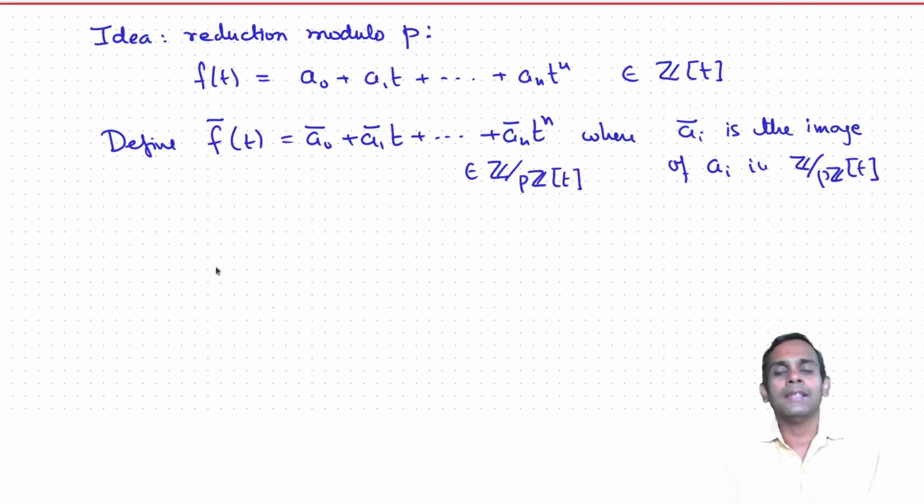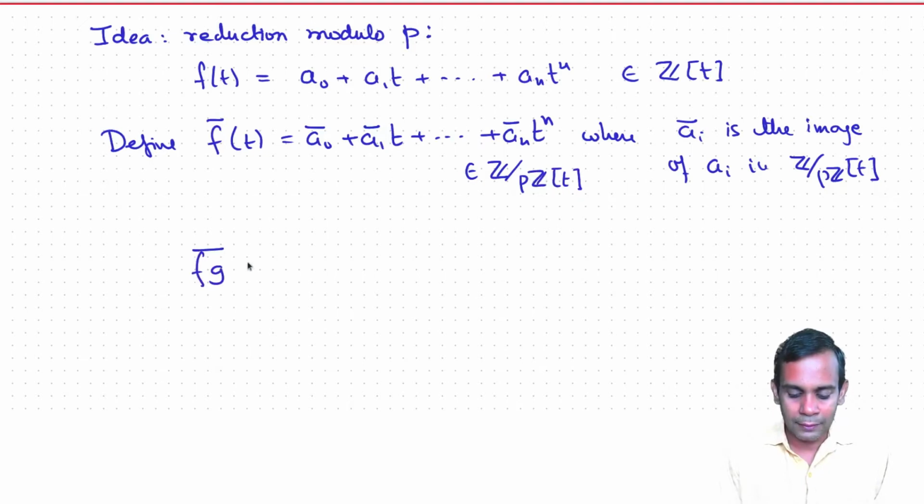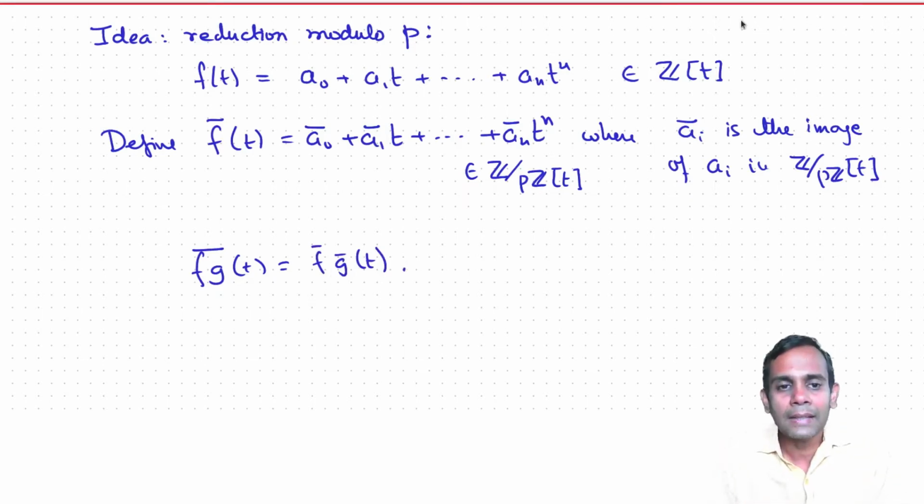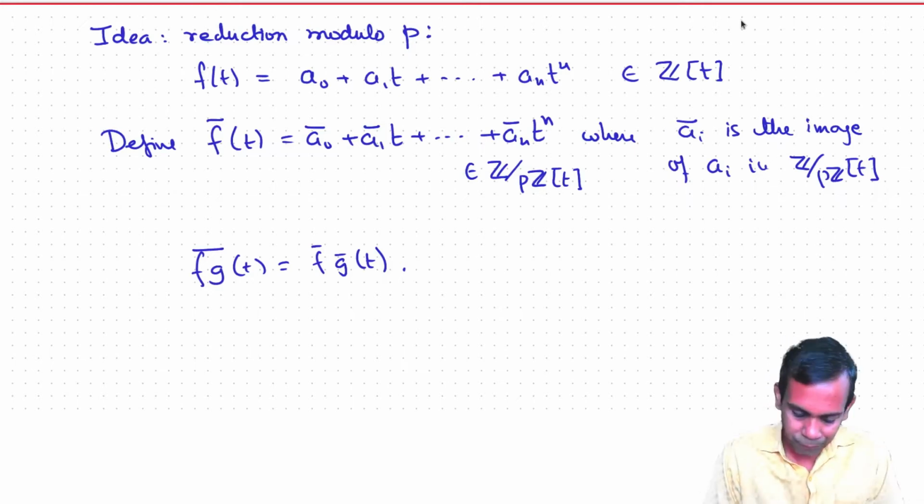Now this reduction map has a very nice property that if I take the reduction of fg, then this is f bar times g bar. So this reduction map is a ring homomorphism. Now to say that a polynomial is primitive, it's enough to show that for every prime p, its reduction modulo p is non-zero, because that would mean that the prime p does not divide all of its coefficients.